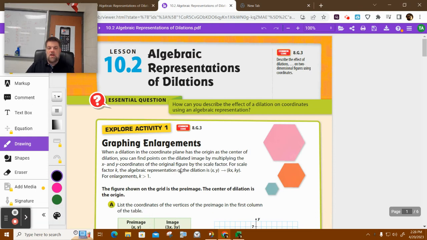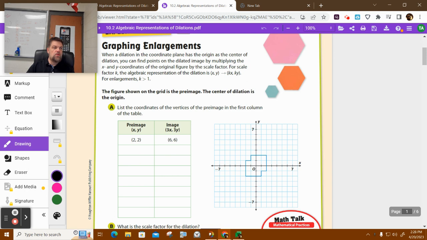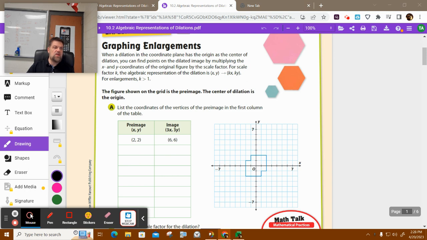All right, here we go. We're going to do dilations, and we're going to call it graphing enlargements. So let's talk about that.